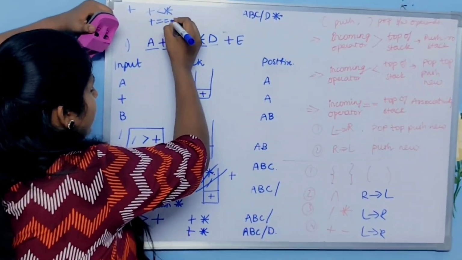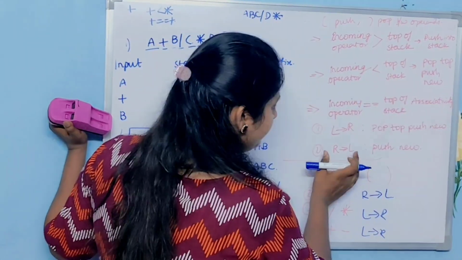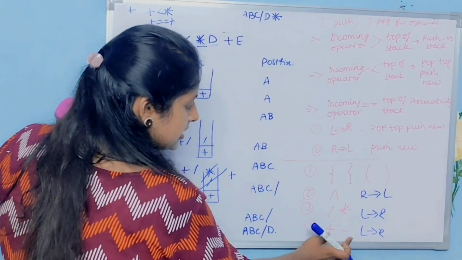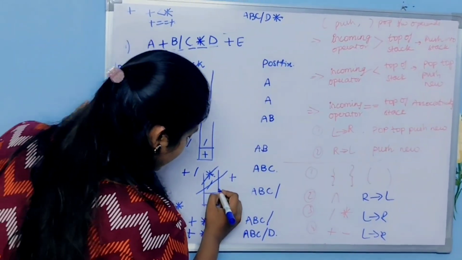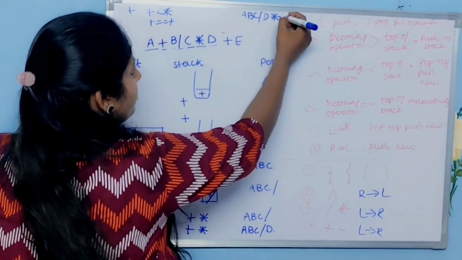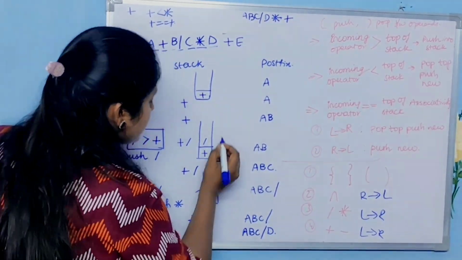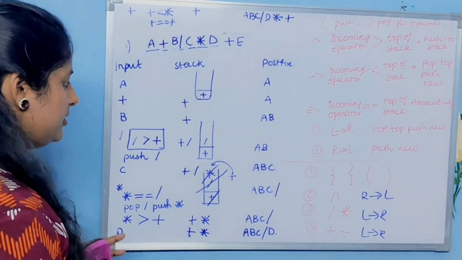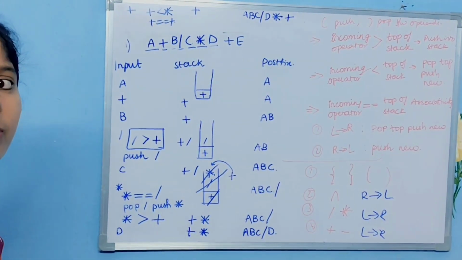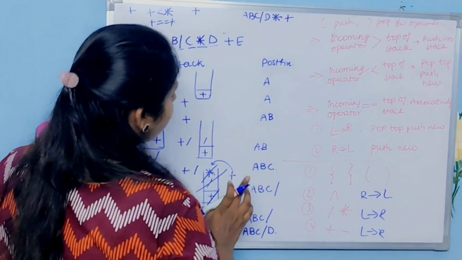Plus has equal priority to plus. Now, what is meant by equal priority? Associativity. What is the associativity for plus? Left to right: pop top, push new. What is the top element? This one. Okay, this is popped and I have written this over here. Now, what is the new element? This one. So the stack contains plus over there.